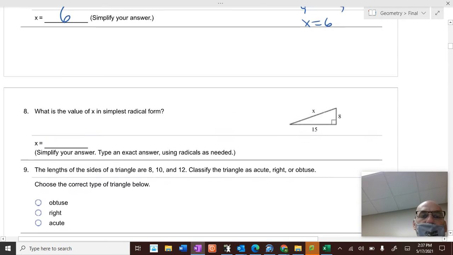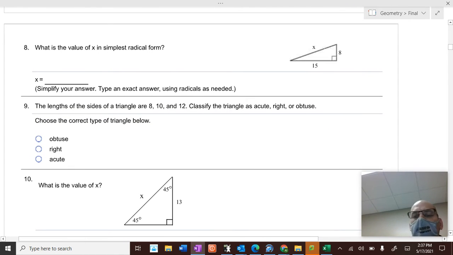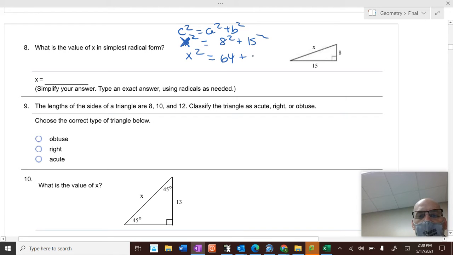Okay, so the first 7 problems were from chapter 7. Then problem 8, we start with the Pythagorean theorem, and we're going to get into trig by the end of these. So, Pythagorean theorem, c squared equals a squared plus b squared. So, x squared equals 8 squared plus 15 squared. X squared equals 64 plus 225. Okay, x squared equals 289. So if we take the square root of those, it equals 17.